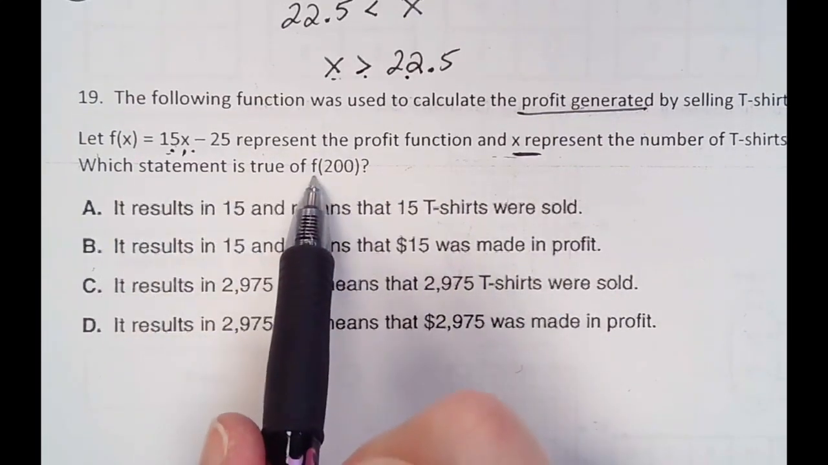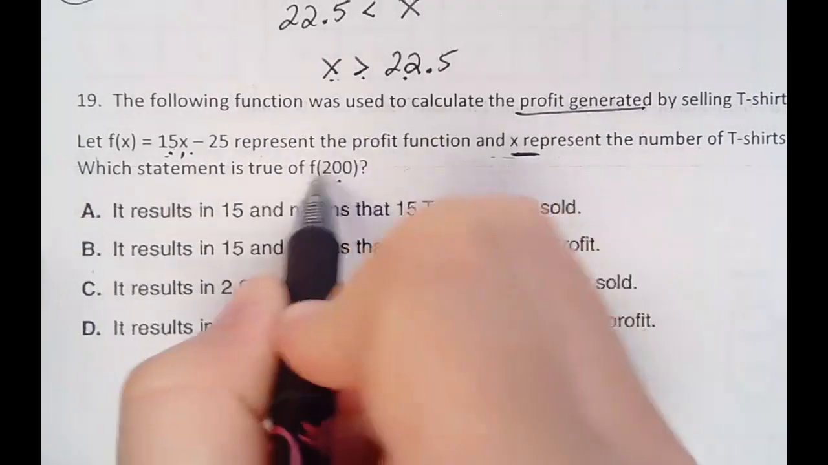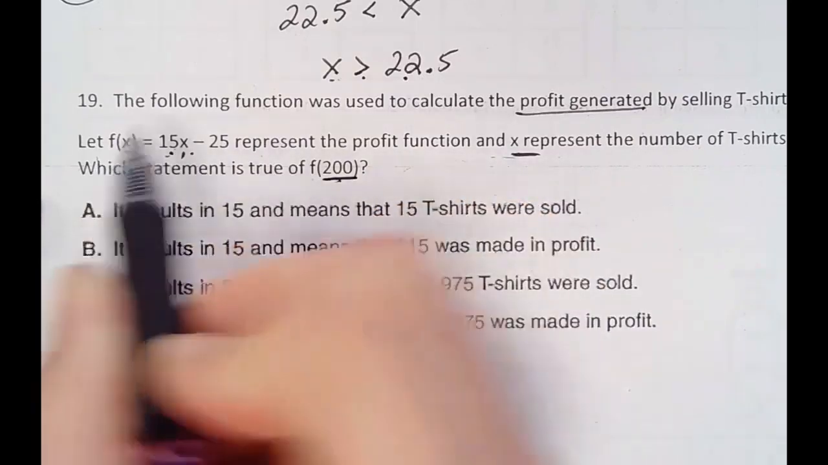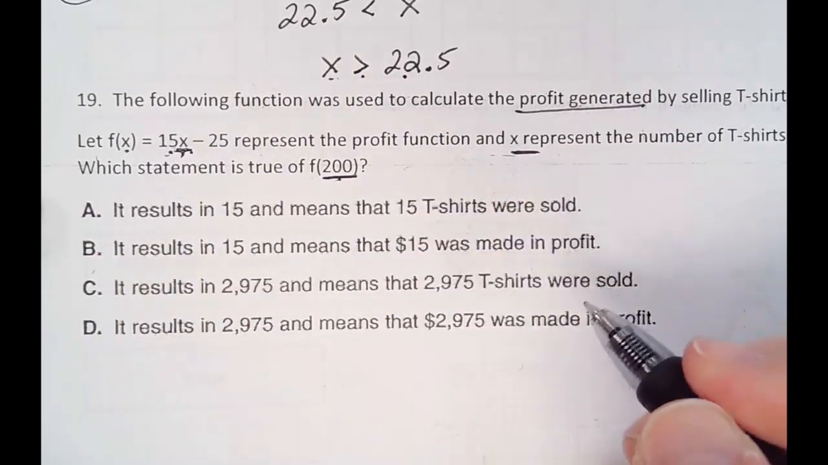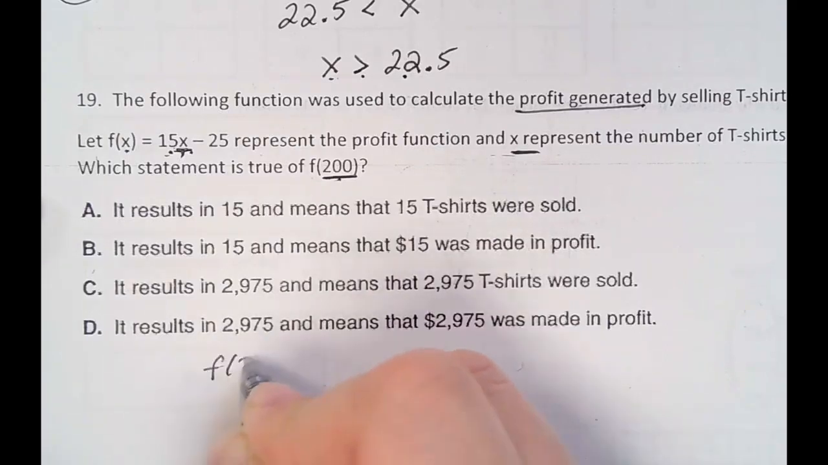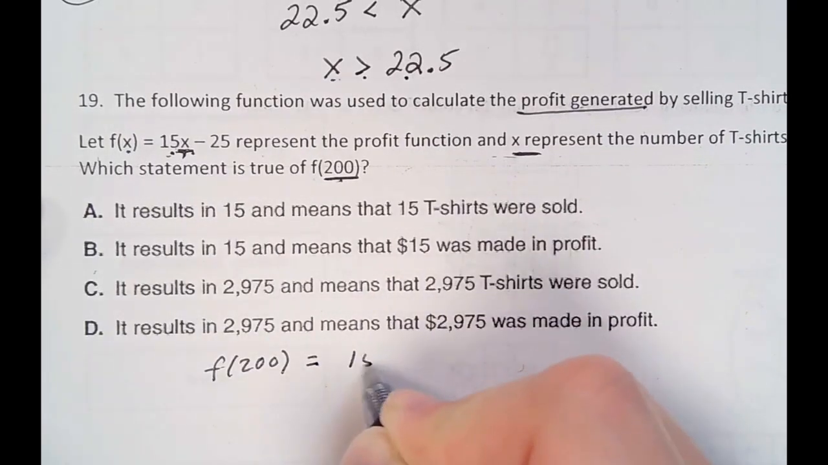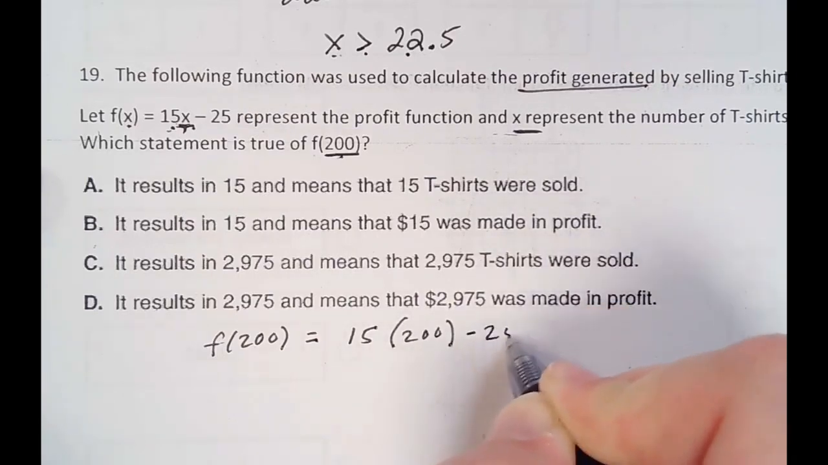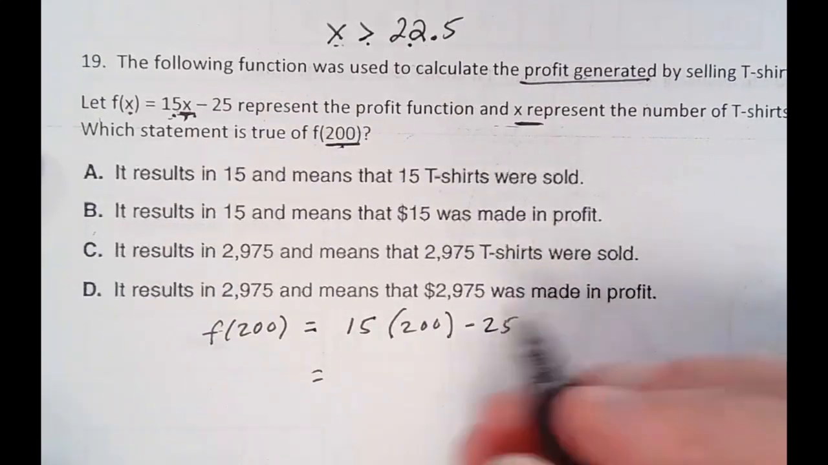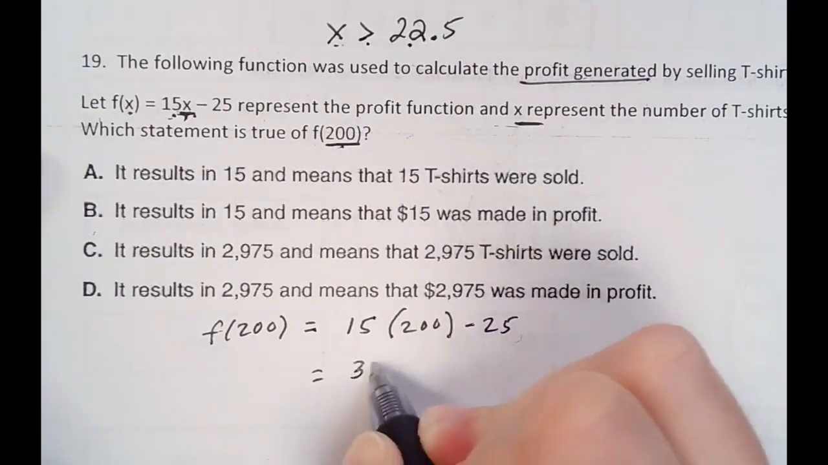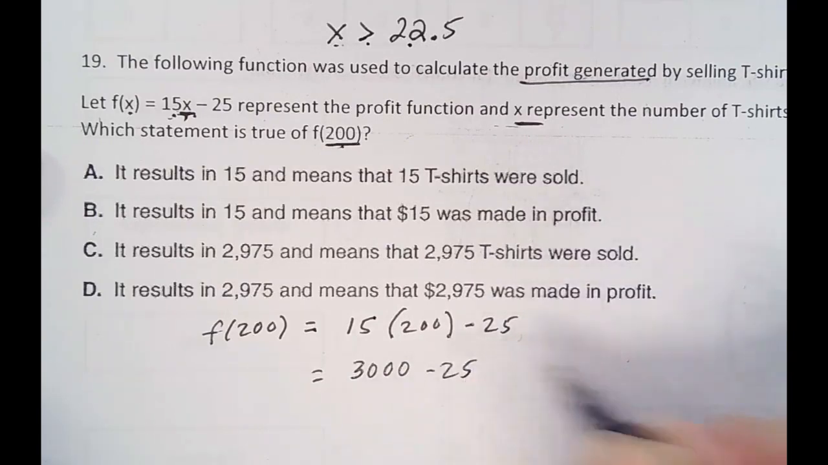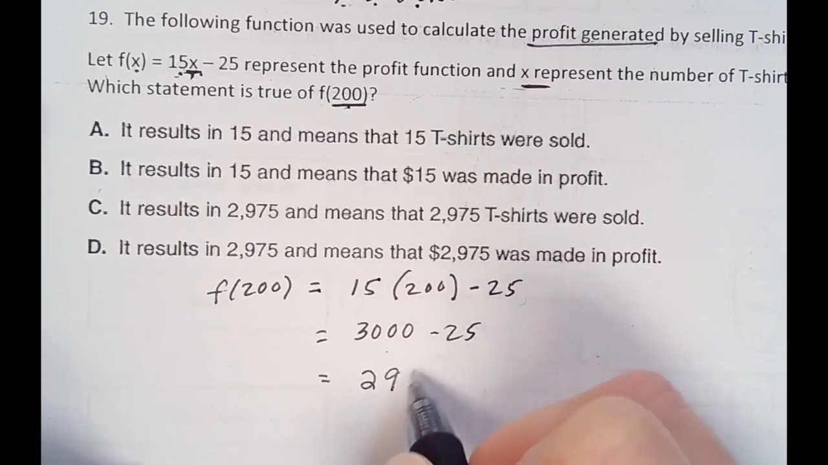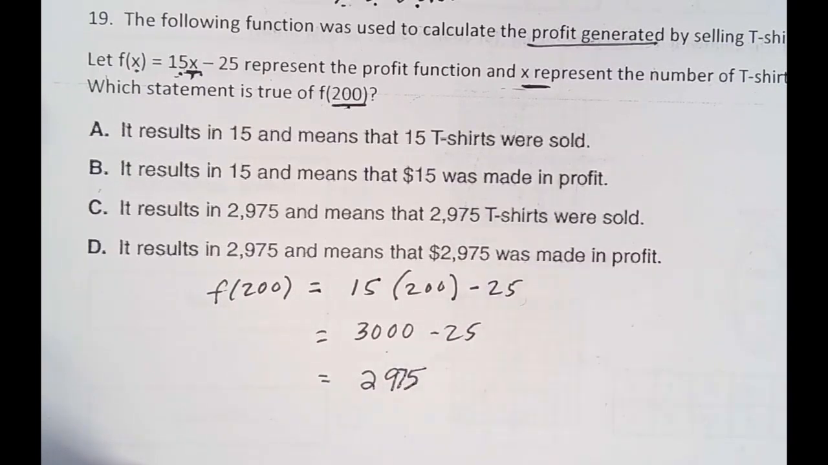So remember, when it's in that notation, this is function notation. I would plug in 200 in where they have the x. So I would plug it in here too. So that would look like f of 200 equals 15 times 200 minus 25. 15 times 200 is 3,000. Drop down minus 25. 3,000 minus 25 is 2,975. Here we go. And let's answer which one's true.